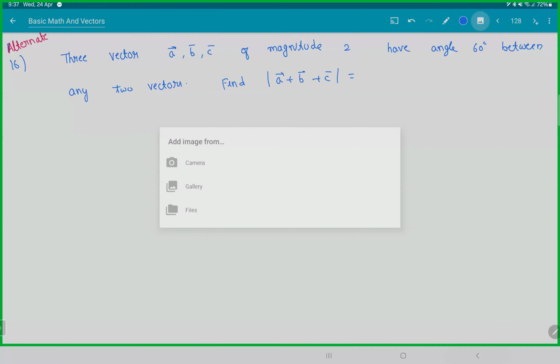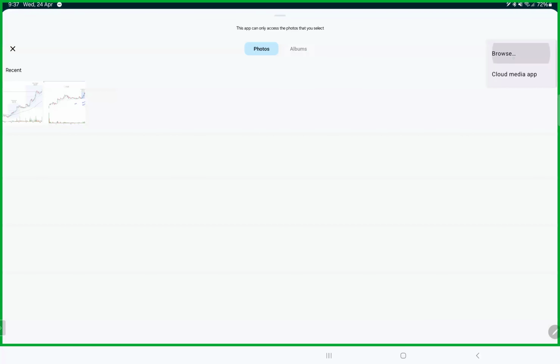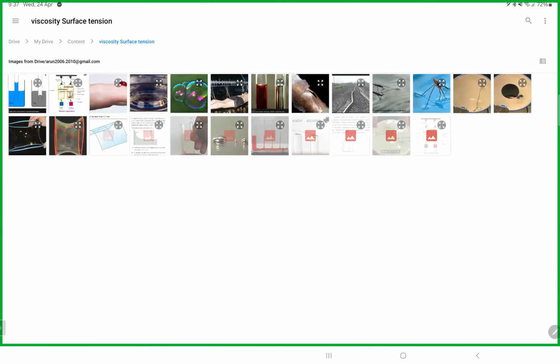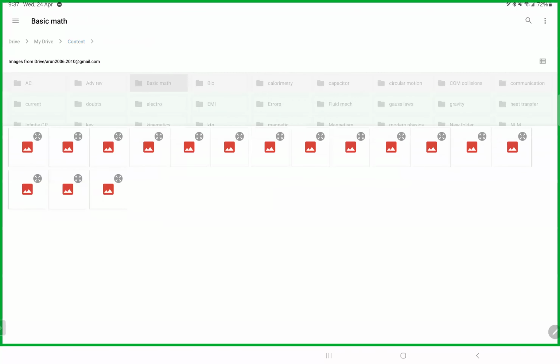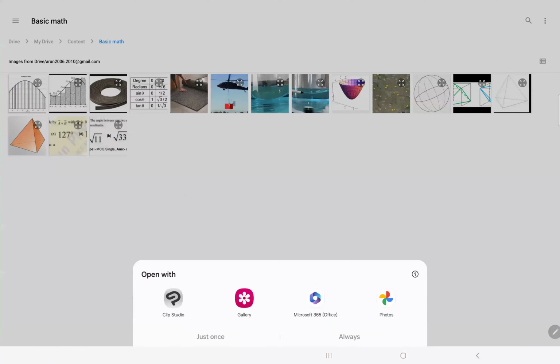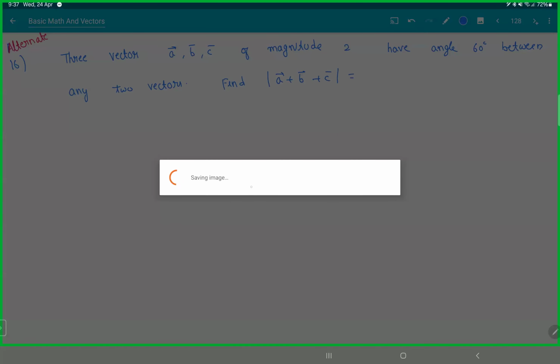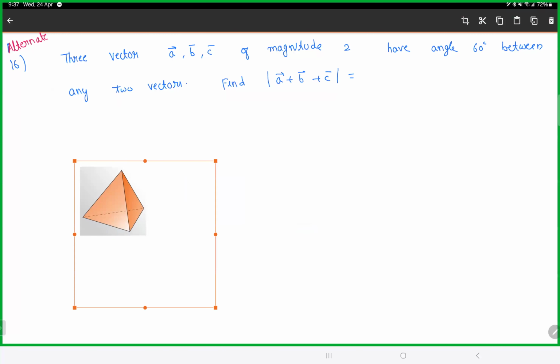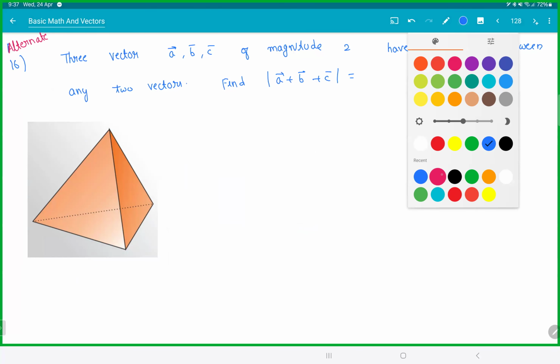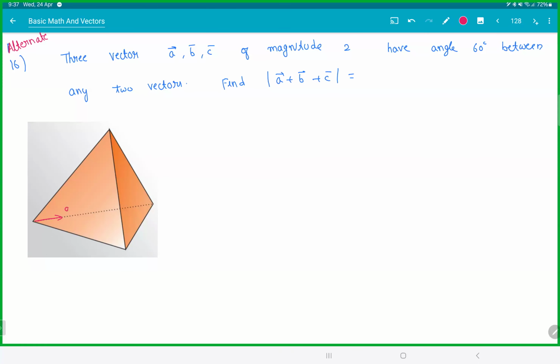I hope you're getting the angles right. In case you forgot, let me just show you the diagram again. The vectors won't be in the same plane. They'll form a tetrahedron. So we have one vector like this, A bar, one vector like this, B bar, and one vector like this, C bar. The angle between any two vectors is 60 degrees. So this is 60, this is 60, and this is 60. All three are out of plane.